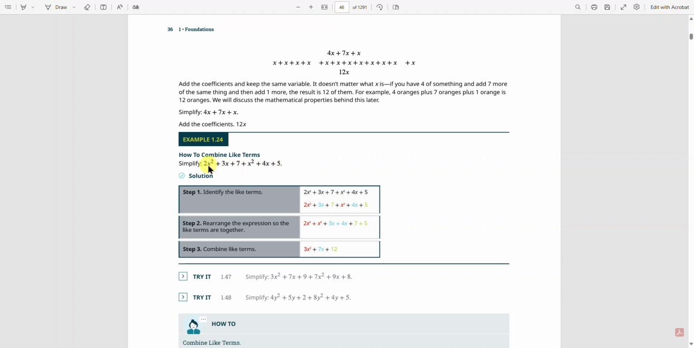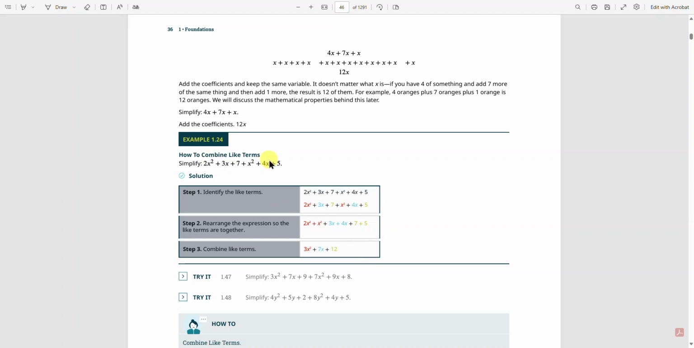So we've got 3 times x squared plus 7 times x plus 12. And if we look down to the answer, we see 3 times x squared plus 7x plus 12, which is exactly what we came up with.